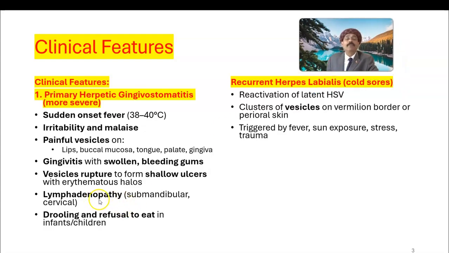So, lymphadenopathy is a finding in primary herpetic gingivostomatitis. Recurrent herpes labialis, cold sores: reactivation of latent herpes simplex virus, with clustered vesicles on the vermilion border or perioral skin, triggered by fever, sun exposure, stress, and trauma.